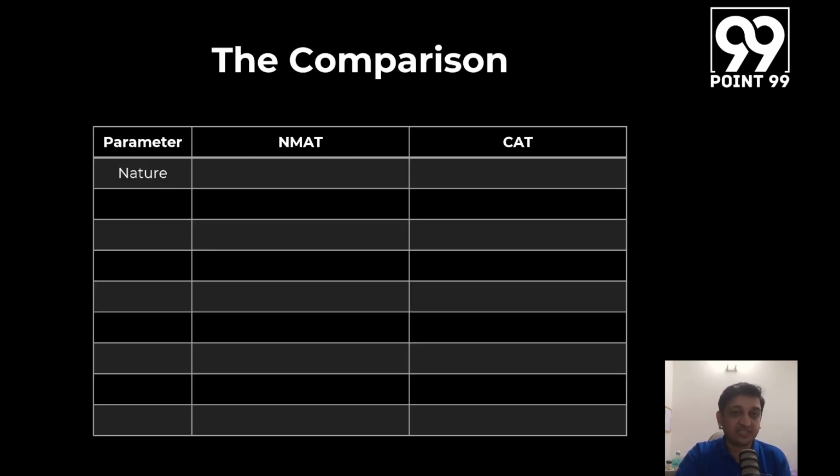Now in terms of the first parameter that we are comparing the NMAT and the CAT, the first parameter is the nature of the test. We will see that the NMAT is a computer adaptive test, whereas the CAT is a computer based test. Now semantically, of course, both of them are different, but how are they different?